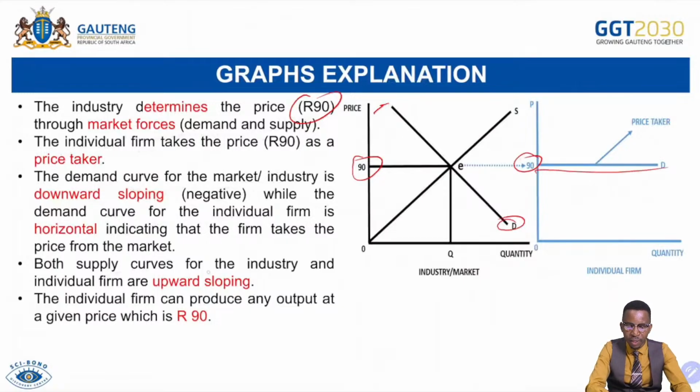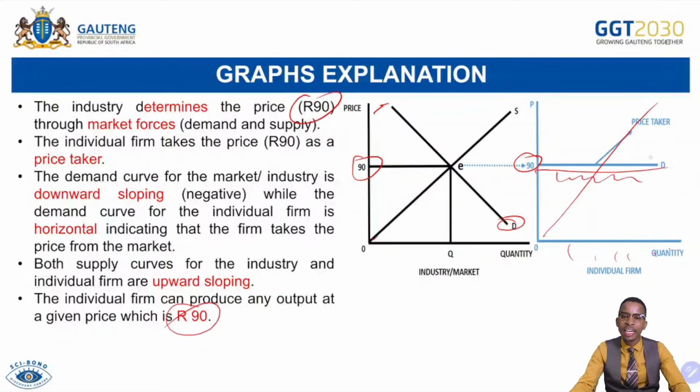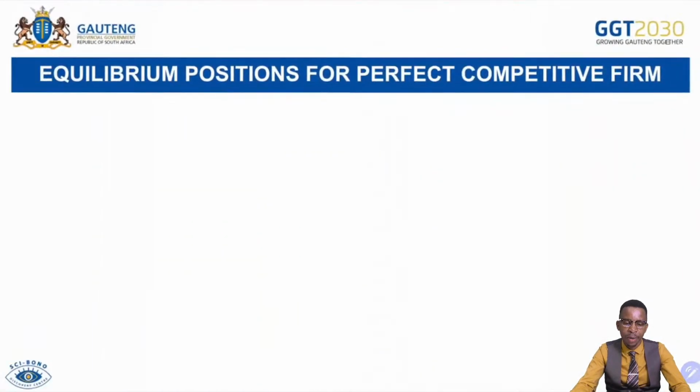Both supply curves for the industry and the individual firm are upward sloping. You can see the supply curve there going up, and then our MC will also be going up as the supply curve for this firm under perfect market. The individual firm can produce at any output at the given price of 90, meaning the firm can produce up to infinity given the price. Output can vary, can change up to infinity given the price, meaning it cannot influence the price, but can only influence the total output it can produce at the given price.